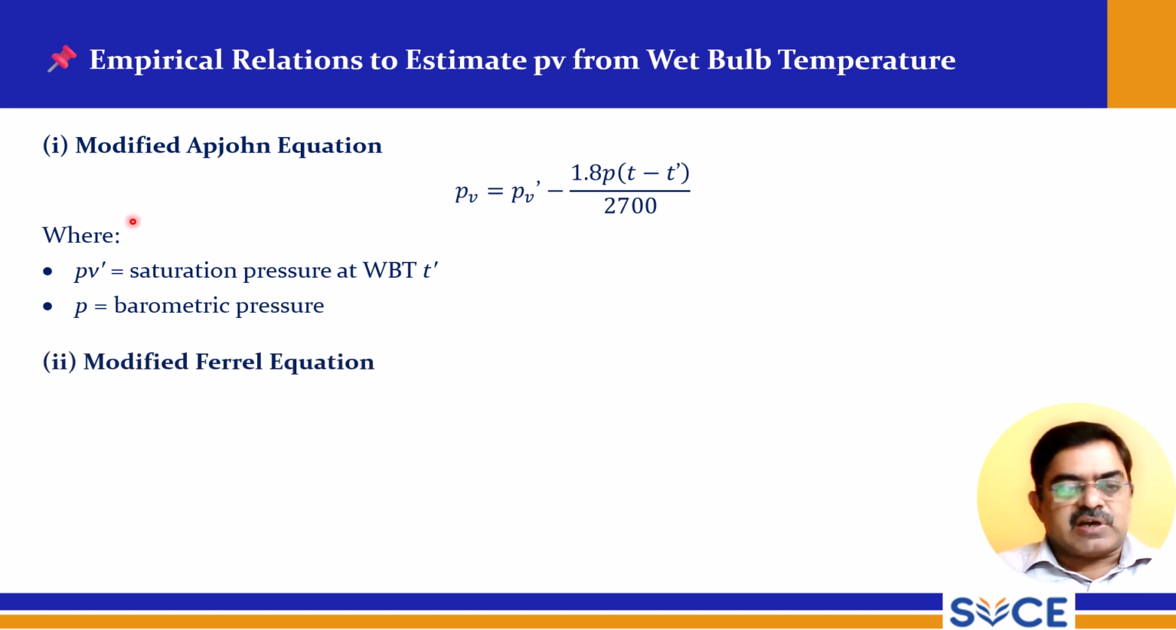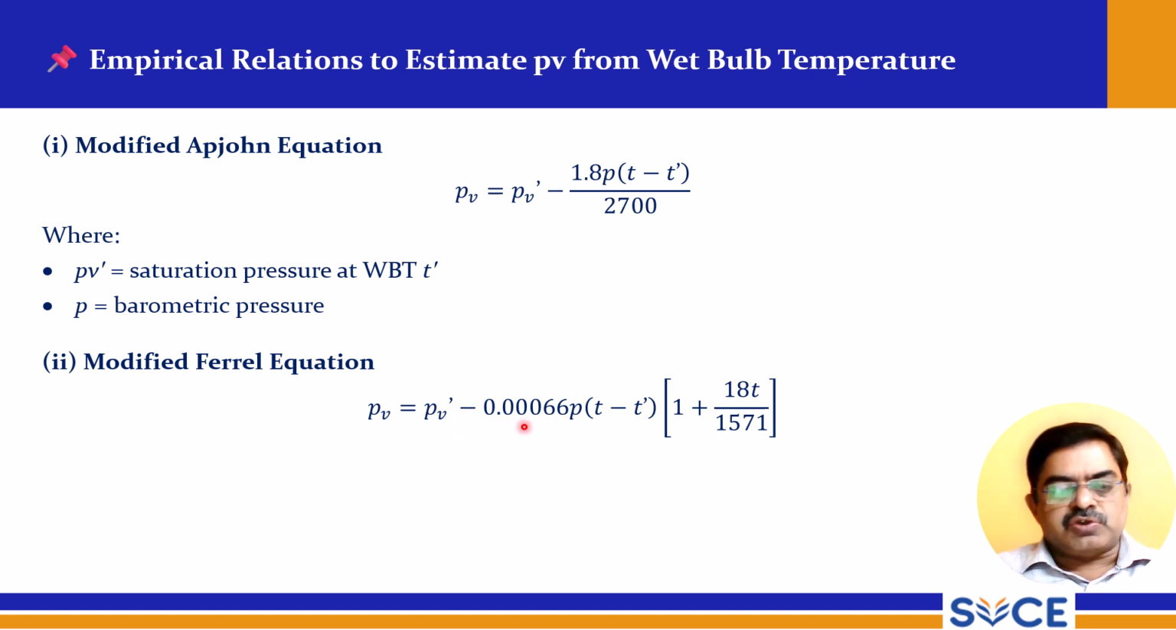Next is another equation to estimate PV, the modified Ferrel equation. PV equals PV dash minus 0.00066 P into T minus T dash, multiplied by 1 plus 18T divided by 1571.